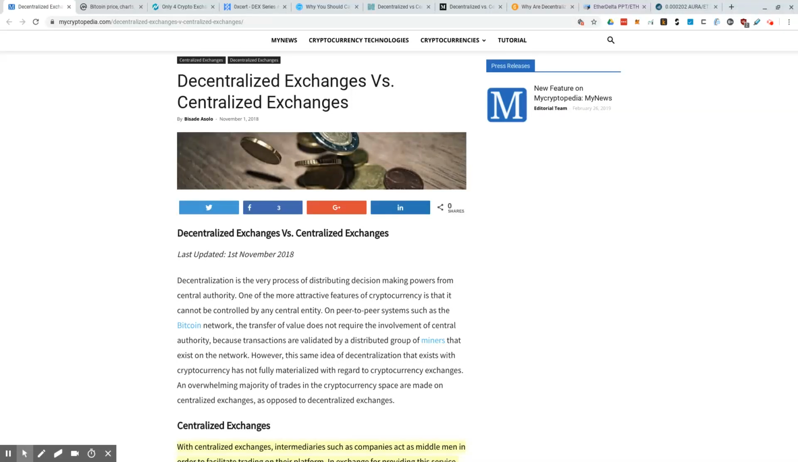Today, I wanted to chat about centralized versus decentralized exchanges. There's a lot of confusion out there about the difference between the two and why we should move towards decentralized exchanges.